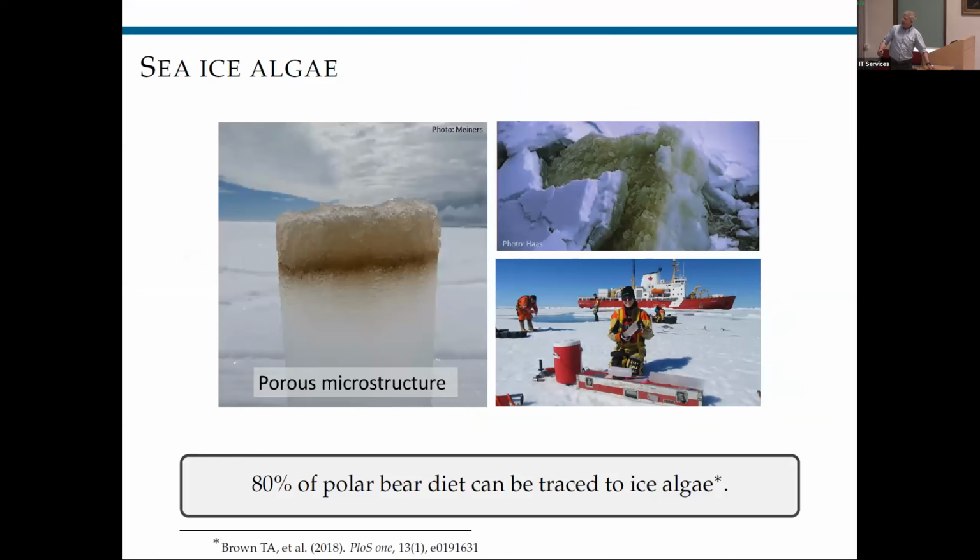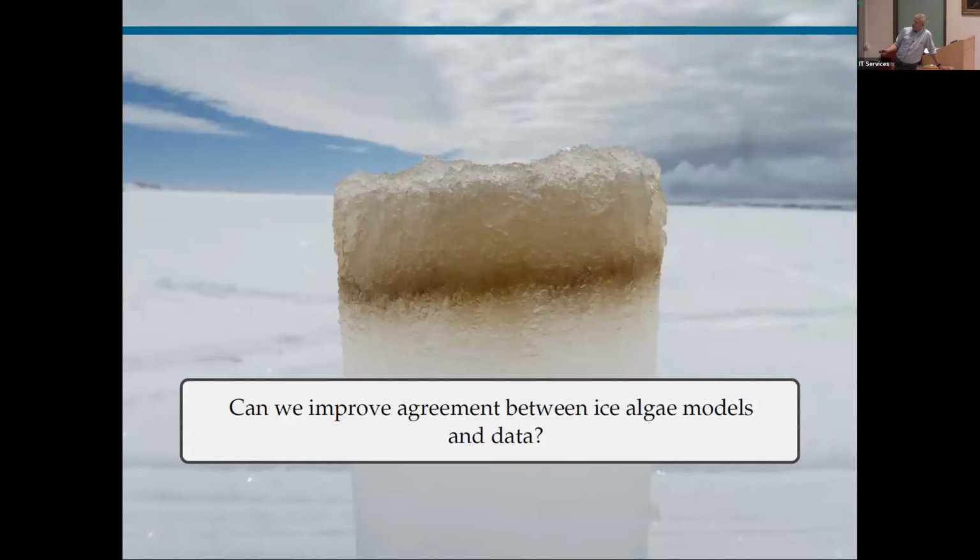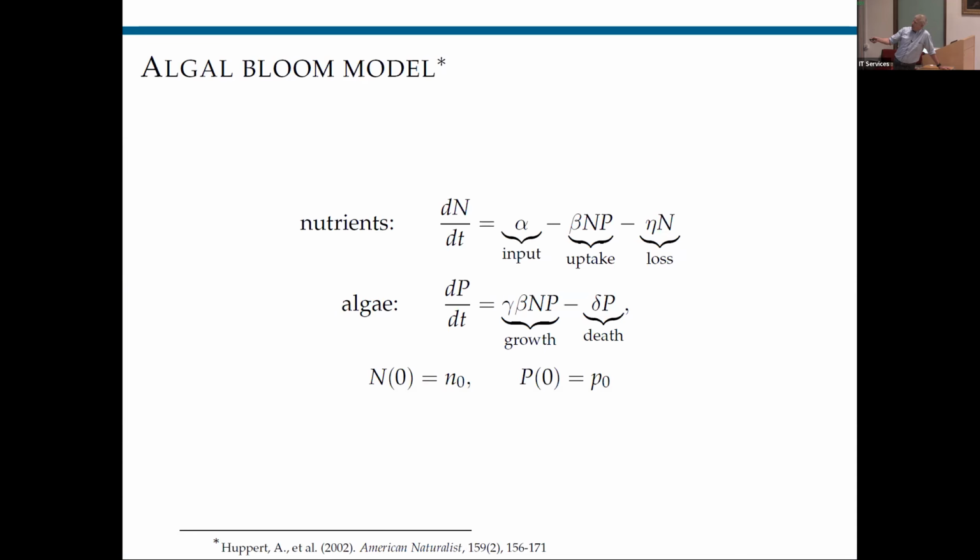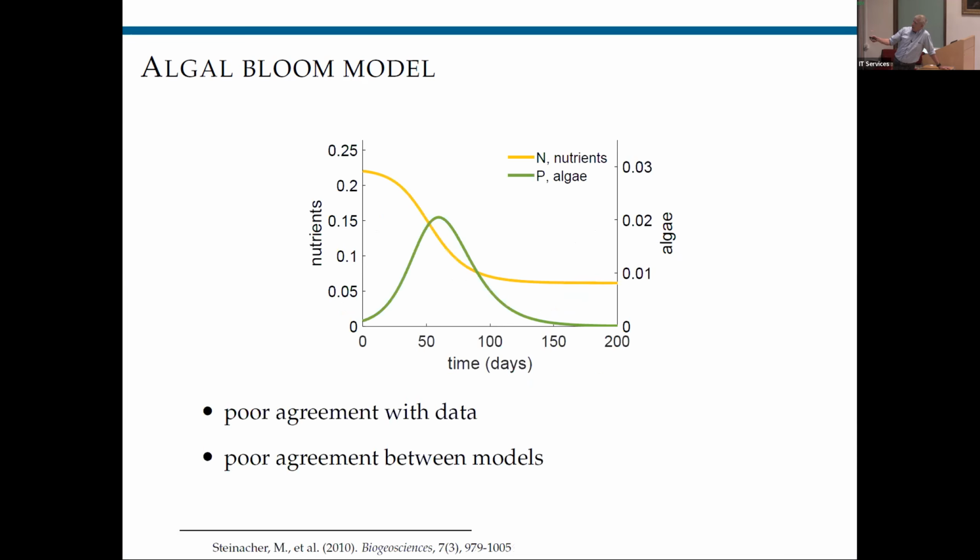So in this vein, in closing the loop, going back to the microalgae or the algae in the microstructure, here they are. They comprise about 80% of a polar bear's diet, as you can trace this back. And this is Jody Reimer, who's now assistant professor in math and biology at Utah, who's really led all this. So the question is, can we improve agreement between ice algae models and data? We start with the simplest possible algae bloom model, input, uptake, and loss, the algae and the nutrients, and so on. However, there's poor agreement with the data, poor agreement between models.